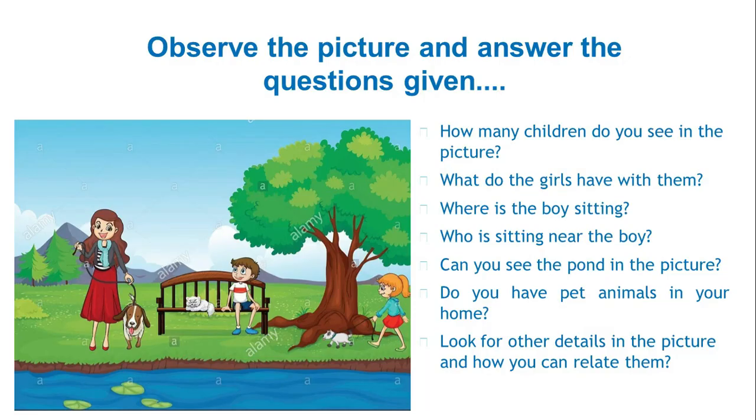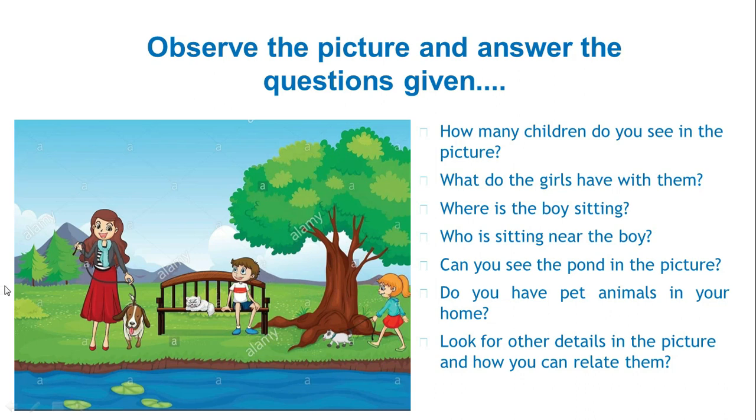Okay, now look at this. Observe the picture and answer the questions given. For example, this picture is given to you and you don't know how you have to describe it. One simple rule I can tell you is to just start asking questions to yourself. What question can you ask? For example, if this picture is given to you, you can ask yourself how many children you see in the picture. So you can see there are two children in the picture.